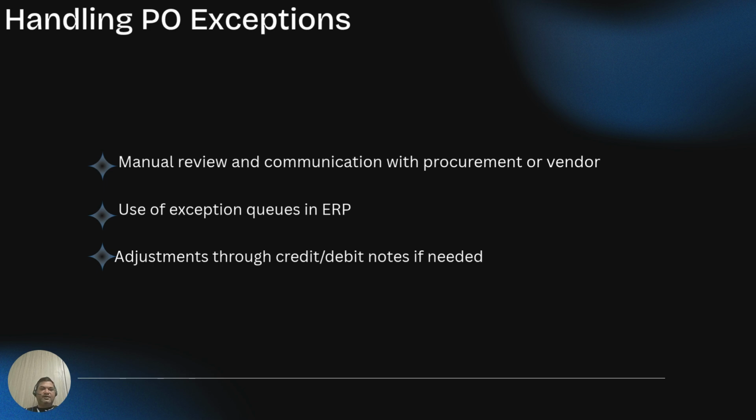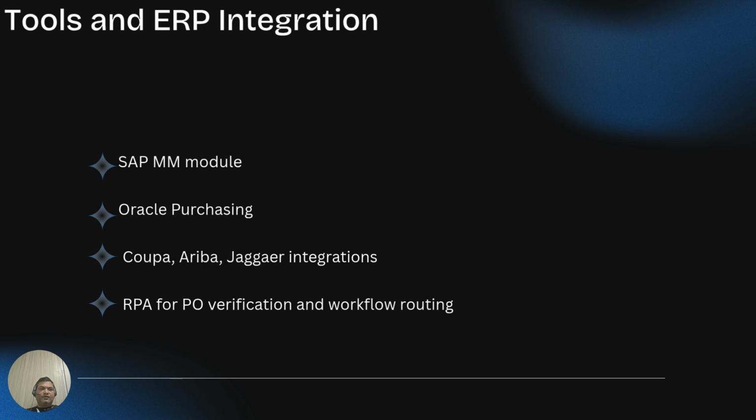And then the third exception is adjustment to a credit or debit note if needed. For example, the vendor issued an invoice with the excess quantity and excess amount, then we can ask the vendor to provide the credit note. And once the credit note is processed, the value is offset, and you can go ahead and process the invoice.